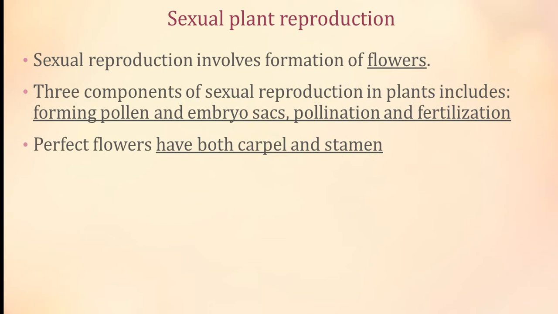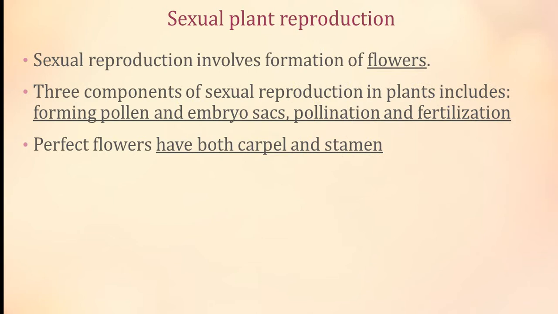Okay, that brings us now to the sexual reproduction of plants. This is kind of the highlight of the module, in my opinion, because we're looking at flowers, and flowers are just a lot of fun to study. So we're going to be looking at the components of sexual reproduction in plants, and those would be how the pollen is formed, how the embryo sac is formed, and then how pollination and fertilization take place in those places.